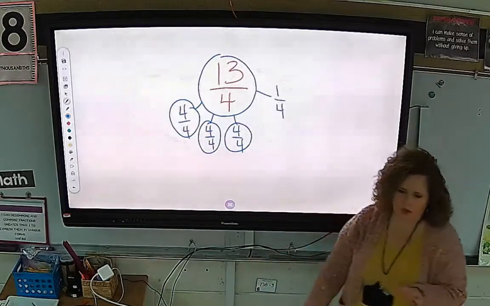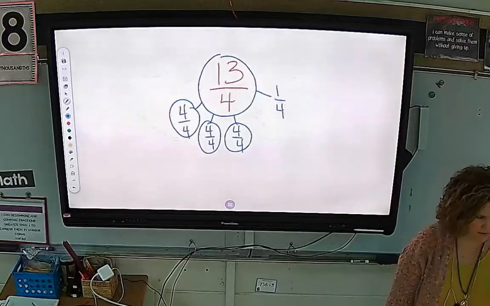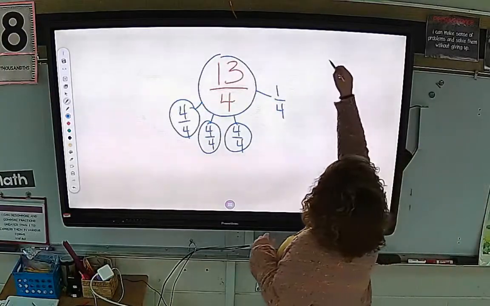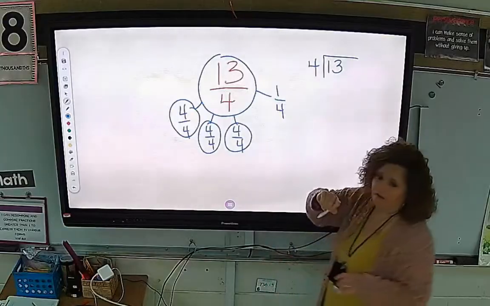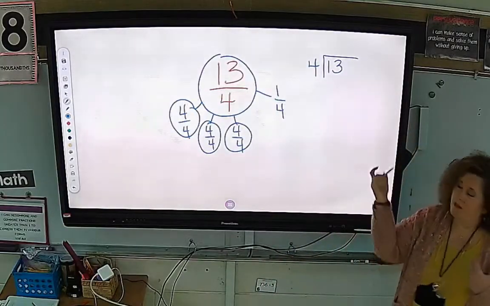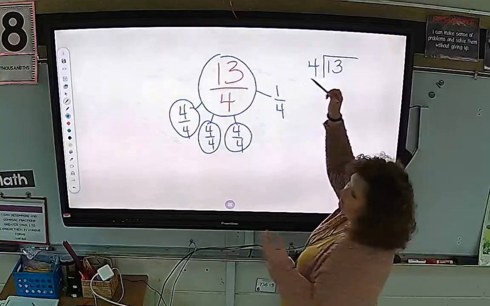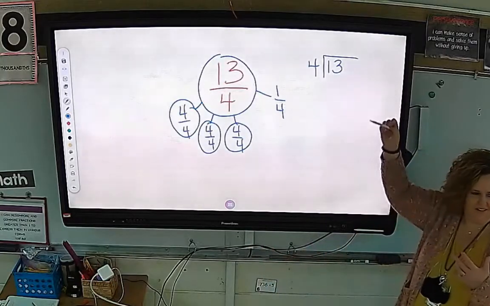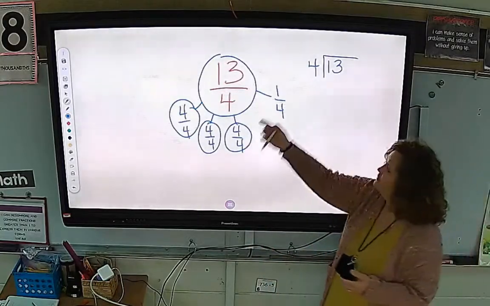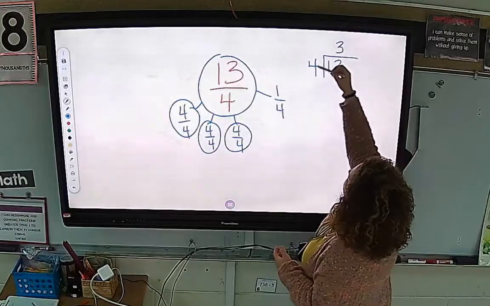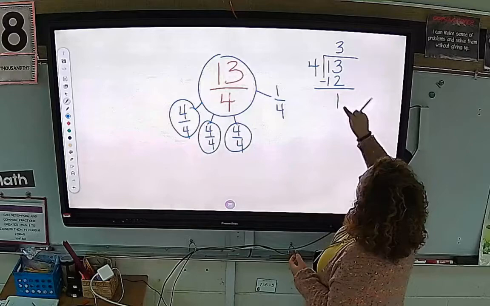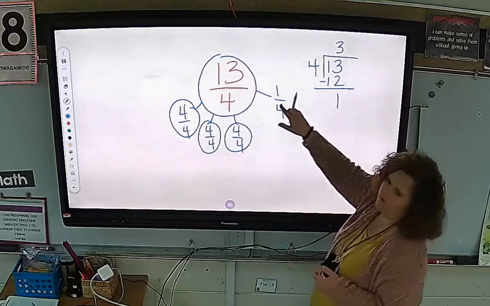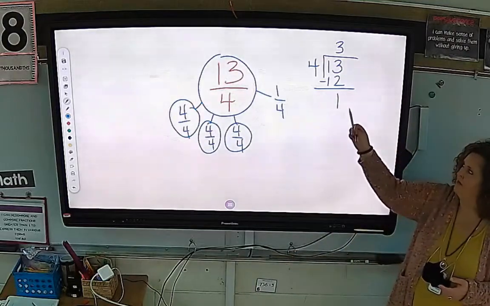Okay, I want to show y'all this real quick. Just maybe this will help somebody. If I took 13, I know these seem like small numbers to do this with, but you can do this. Can I get a group of 4 out of 1? No, so I look at 13. Y'all told me we can get 3 groups of 4 out, so I put the 3 up here. 4 times 3 is 12. I subtracted. I've got 1 left over. I've got 1 of my 4ths left over. This is like my remainder.